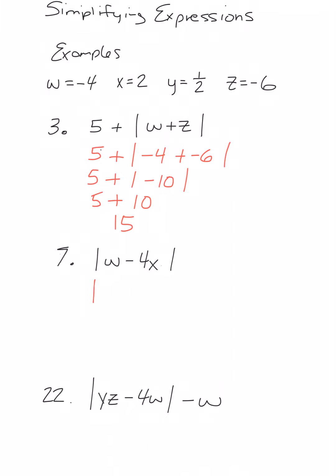Next example, substitute in my known values. W is -4 minus 4 times 2. It's all inside the absolute value symbols. So I would do the multiplication first. The 4 times 2 is 8. I'm now adding the opposite, so I have the absolute value of -12, which is 12.